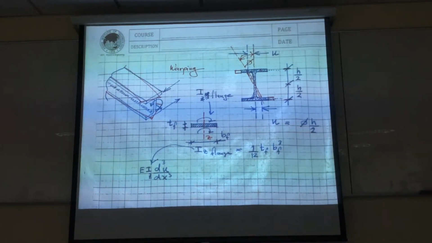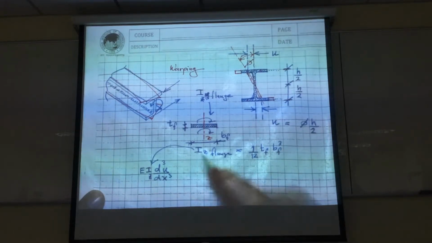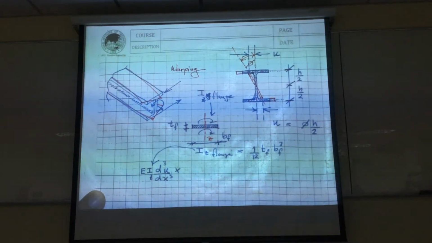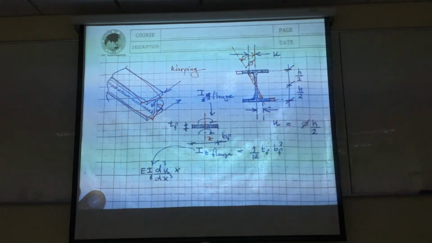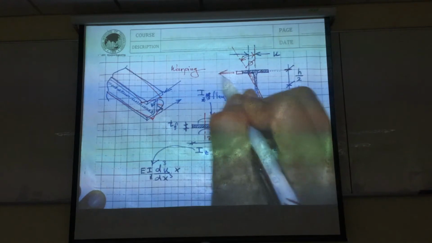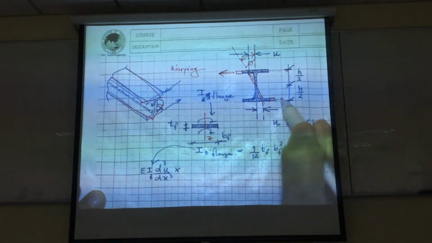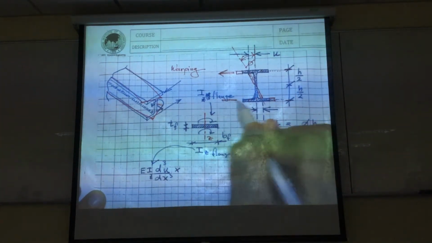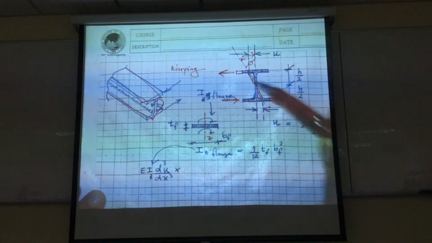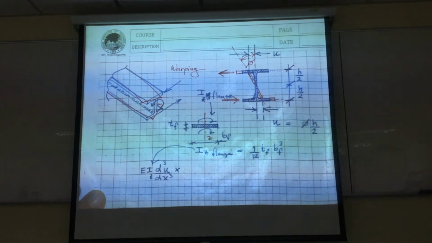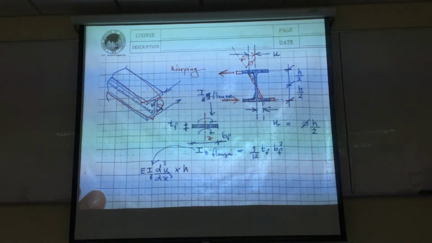Alright. The shear force, you multiply it with what? With h, right? The total h. So this pair of forces produce the moment, then multiply by h.